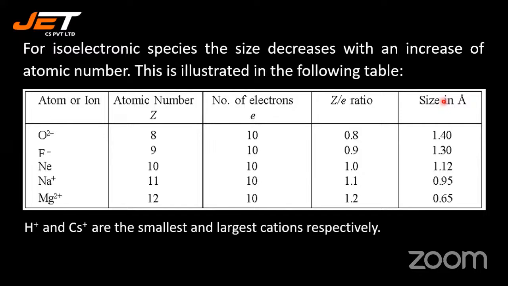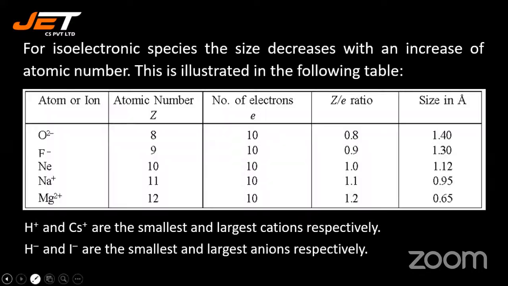Okay, so H plus and Cs plus are the smallest and the largest cations respectively. This is a fact-based question. H plus smallest, Cs plus largest. See here, H minus and I minus are the smallest and the largest anions. H plus and H minus are the smallest cation and anion, and Cs plus and I minus are the largest cation and anion respectively. Is this part clear to everyone present here? Is this part clear?